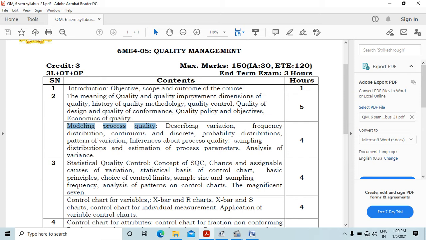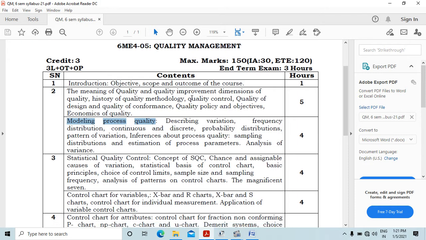And the second part is modeling process quality, means different processes are used for calculating the qualities, such as different charts, histograms, cause and effect charts, etc. In the third segment, we will discuss statistical quality control and the control charts for variables, such as X bar charts, R bar charts, S charts and applications of variable control charts.